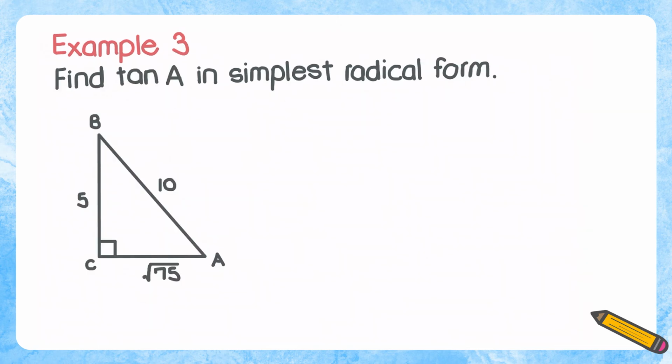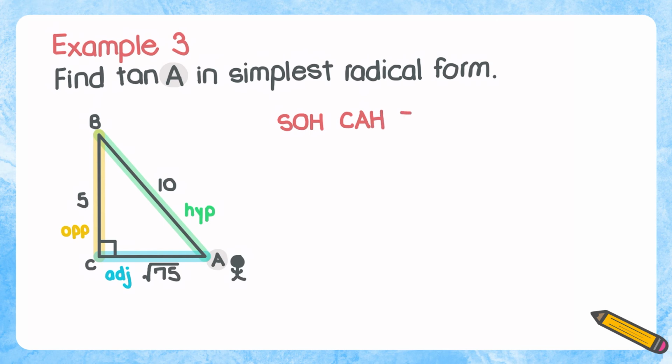Let's look at one last example. We're going to find tangent of A in simplest radical form. So we're standing at angle A, and we're going to find tangent of A. Go ahead and identify the hypotenuse, the opposite side, and the adjacent side on your own, and then press play when you're ready to compare answers. So we've identified the hypotenuse, the opposite side, and the adjacent side. And once again, we'll use SOHCAHTOA to find tangent of A.